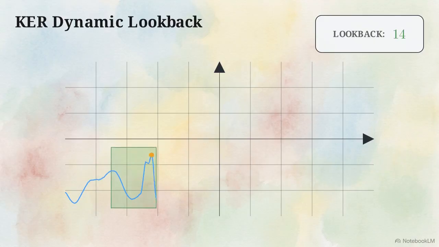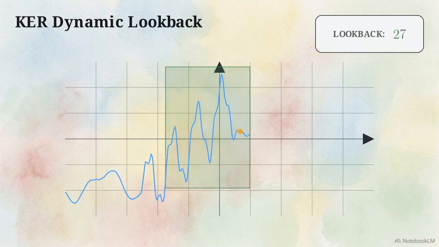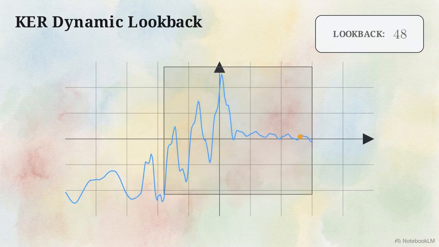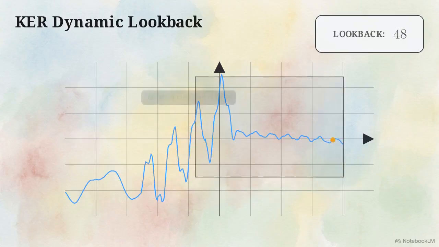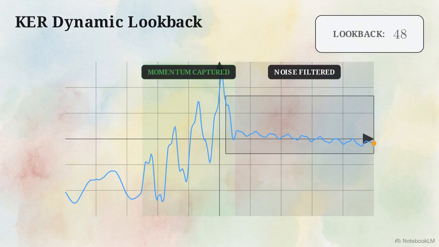Watch the numeric counter as the volatility curve steepens. It drops rapidly to 8. Then, as the wave flattens into chop, the counter expands to 48. By shrinking to 8 bars, the algorithm captures immediate momentum during expansions. By expanding to 48 bars, it effectively filters out false signals during consolidation.